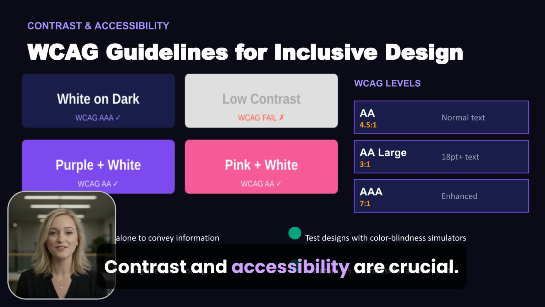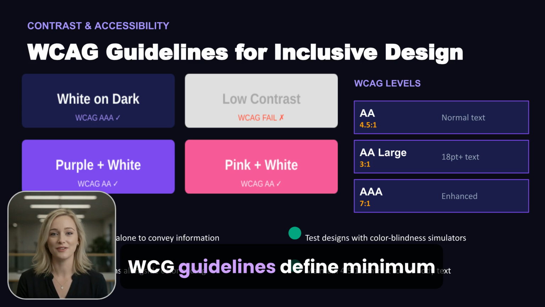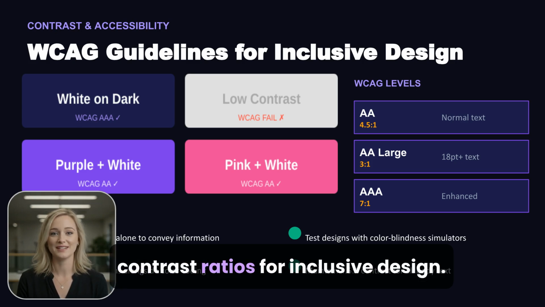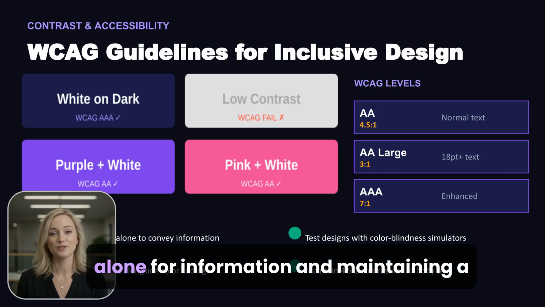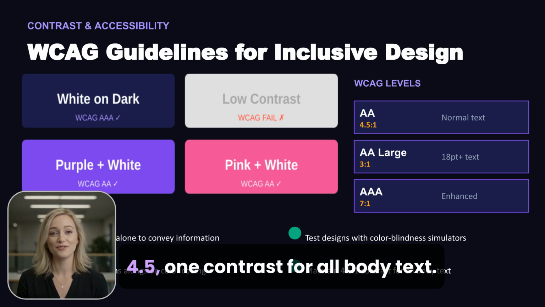Contrast and accessibility are crucial. WCAG guidelines define minimum contrast ratios for inclusive design. Key rules include never relying on color alone for information and maintaining a 4.5:1 contrast for all body text.